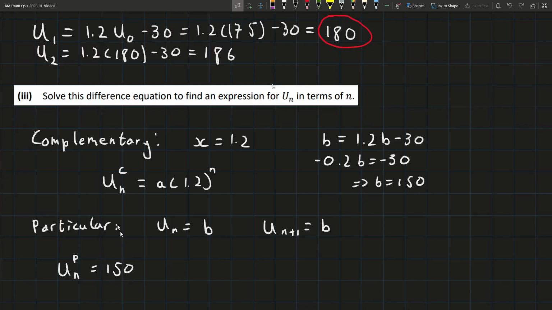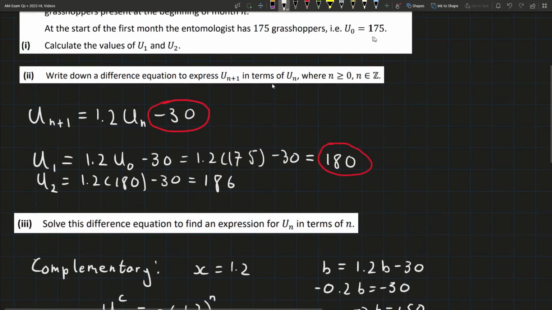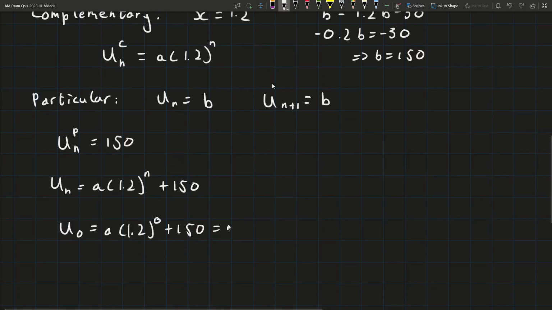Now remember, to find out the final solution, what we do is we add them both together. So un will be a times 1.2 to the n plus 150. Now I also know that u0 is 175, so we can sub that in. So u0 will be equal to a times 1.2 to the 0 plus 150, and u0 is also equal to 175.